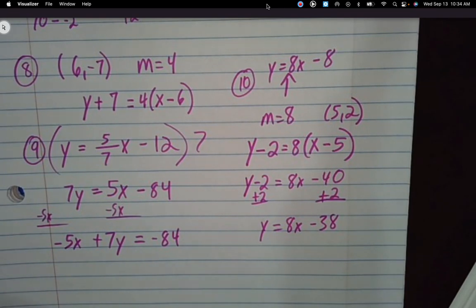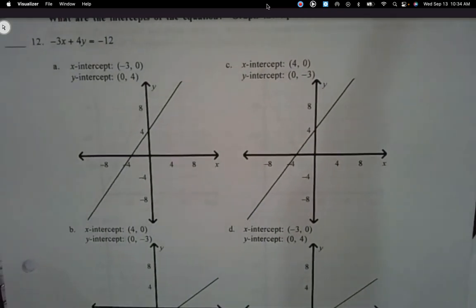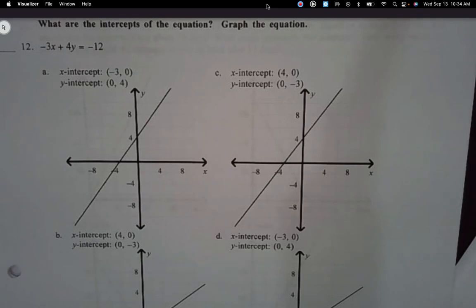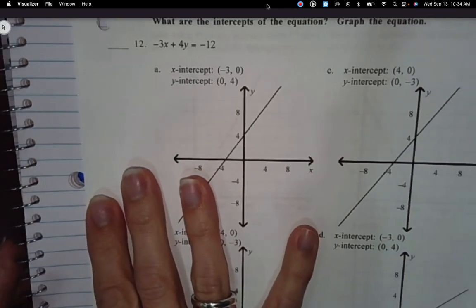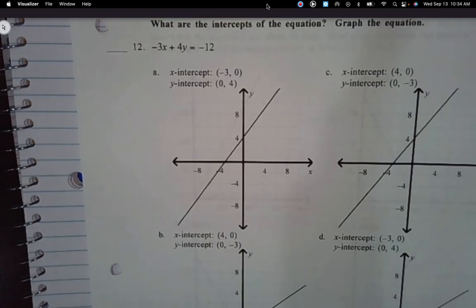Keep going. We have made it to number 12. I'm going to put this one up here. I might do this one on the board, on this side. Okay, so they want us to find the intercepts. Do y'all remember how to do this?